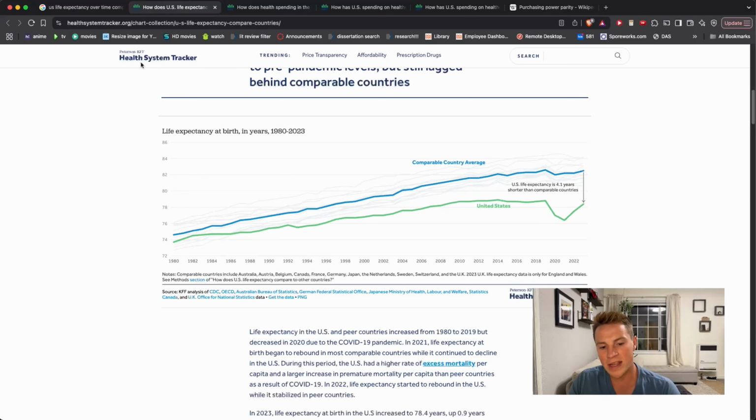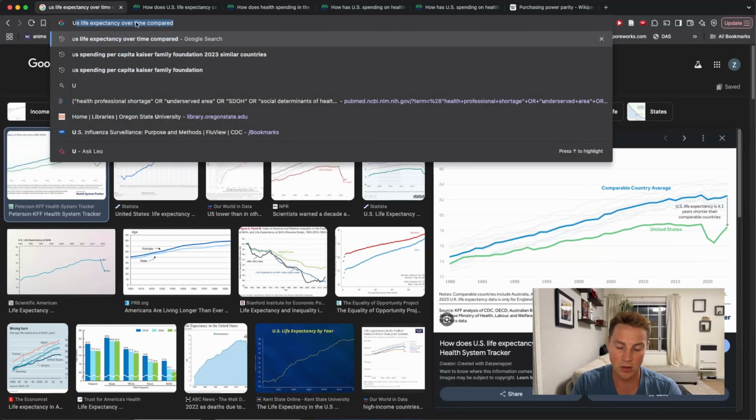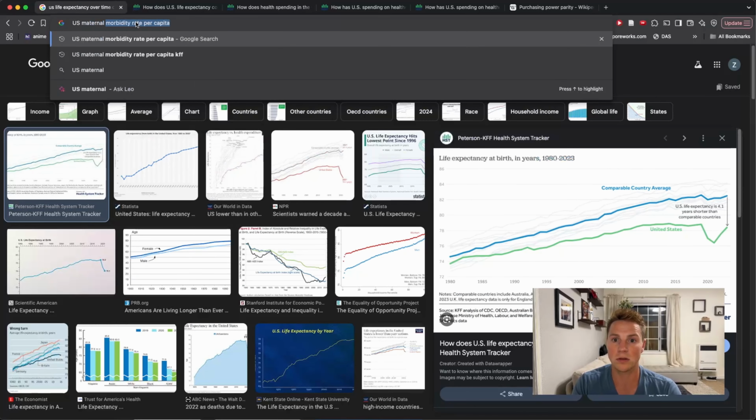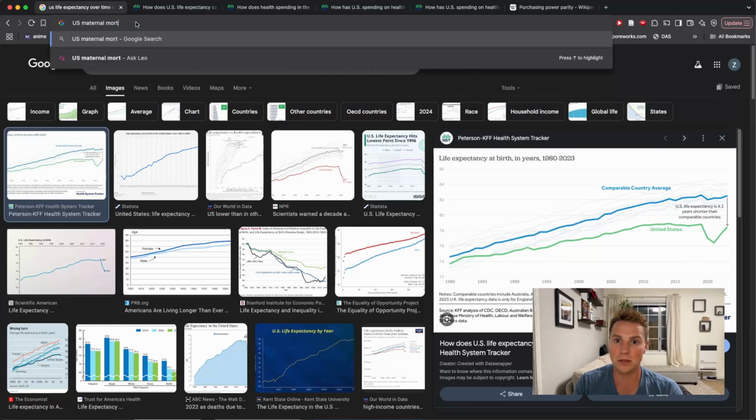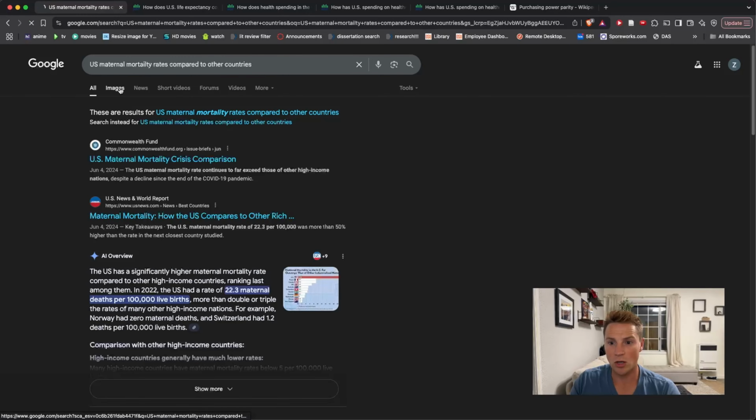A really good way to show how much of this is tied to our healthcare is actually to look up maternal mortality rates. So let's look at that. U.S. maternal mortality rates compared to other countries. Let's look up images.